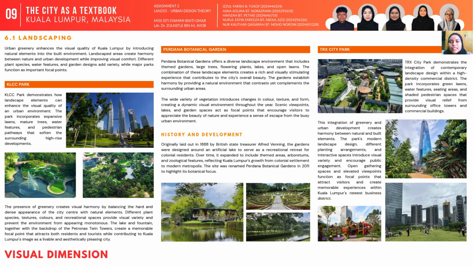For the next one is landscape and focal points. One example is KLCC Park. The combination of greenery, water elements, and the backdrop of the Petronas Twin Towers creates a memorable focal point and contributes to Kuala Lumpur's image as a livable and aesthetically pleasing city.